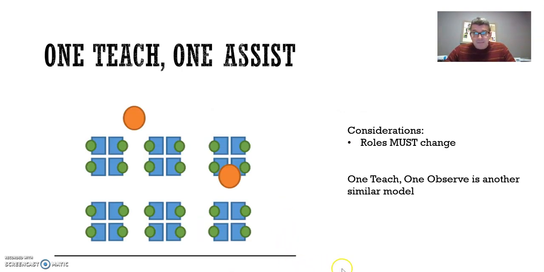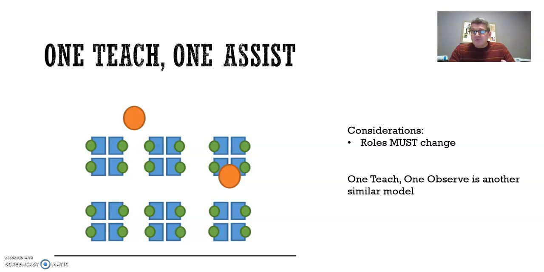There are, as I said, videos about co-teaching linked in Canvas. This is one teach, one assist. And so this is one that can also sometimes feel, if you're not careful, like the person doing the assisting could be replaced by a paraprofessional. And so one of the things that makes this co-teaching is that the roles should change.